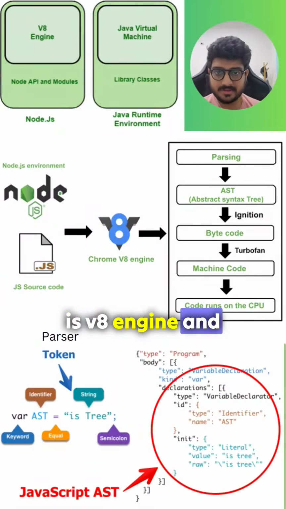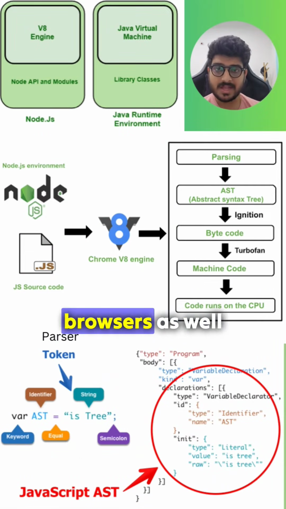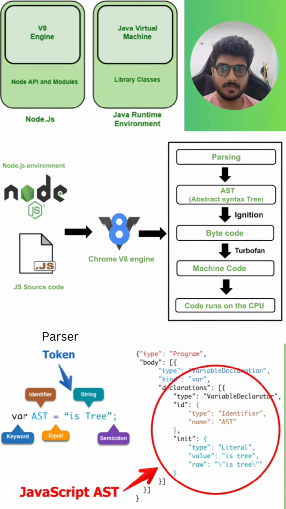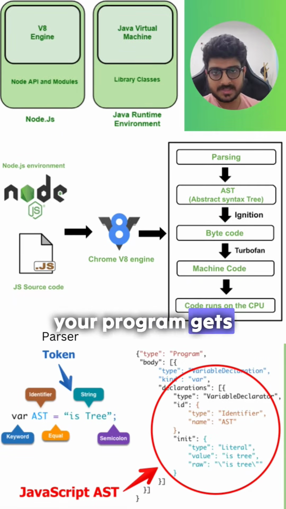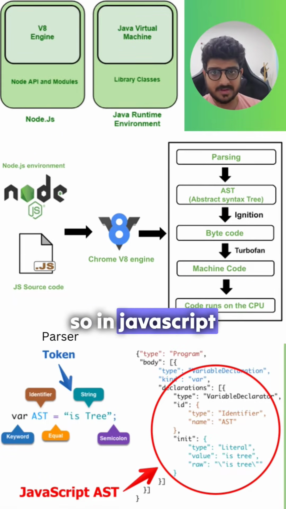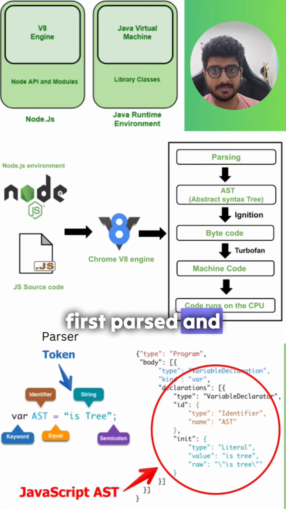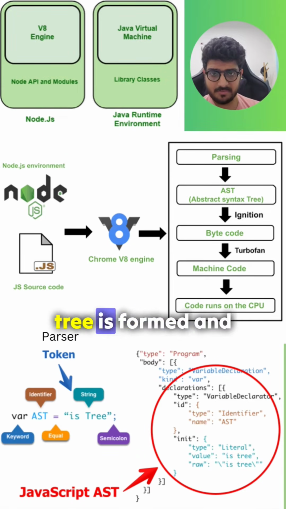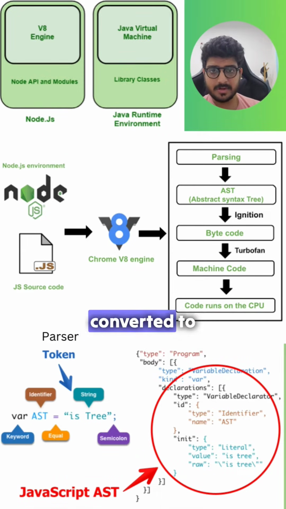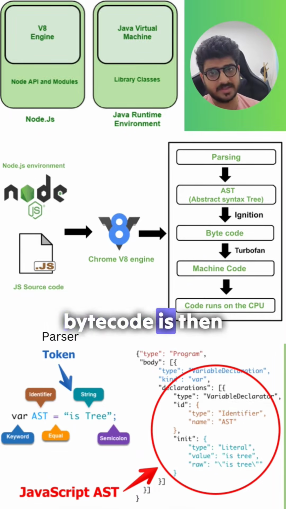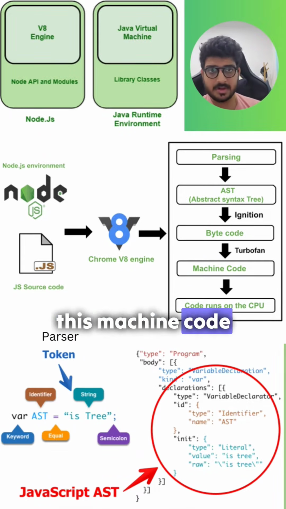V8 engine. And this V8 engine is present for browsers as well as Node environments. So what are the phases in which your program gets interpreted or compiled? In JavaScript, your program is first parsed and something called an abstract syntax tree is formed. This abstract syntax tree is converted to bytecode, and this bytecode is then converted to machine code. And this machine code runs on the CPU.